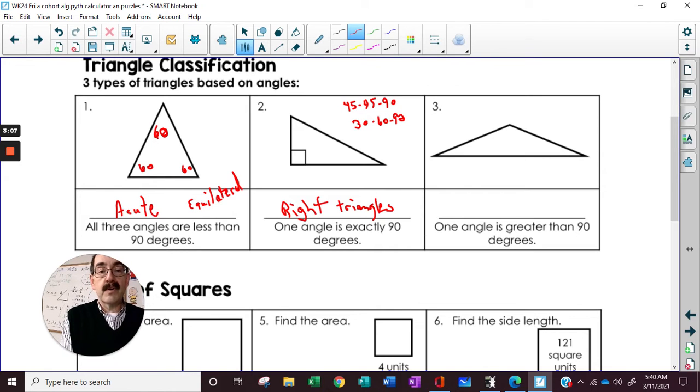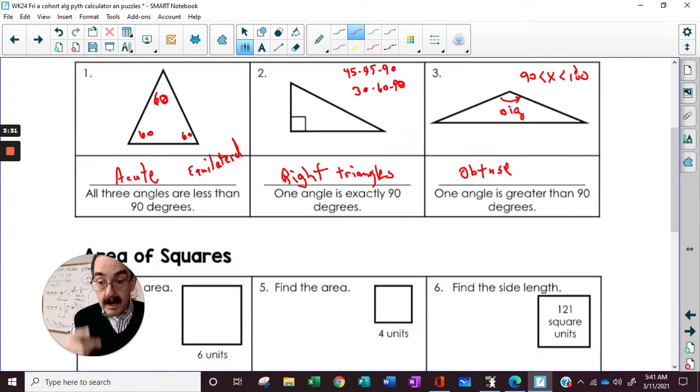Okay, so if you look around the room, see what Mr. Miller's got posted up. We've got some posters on this, and we're going to spend a lot of time on this. Bigger than 90, obtuse. Big. So, greater than 90, less than 180.